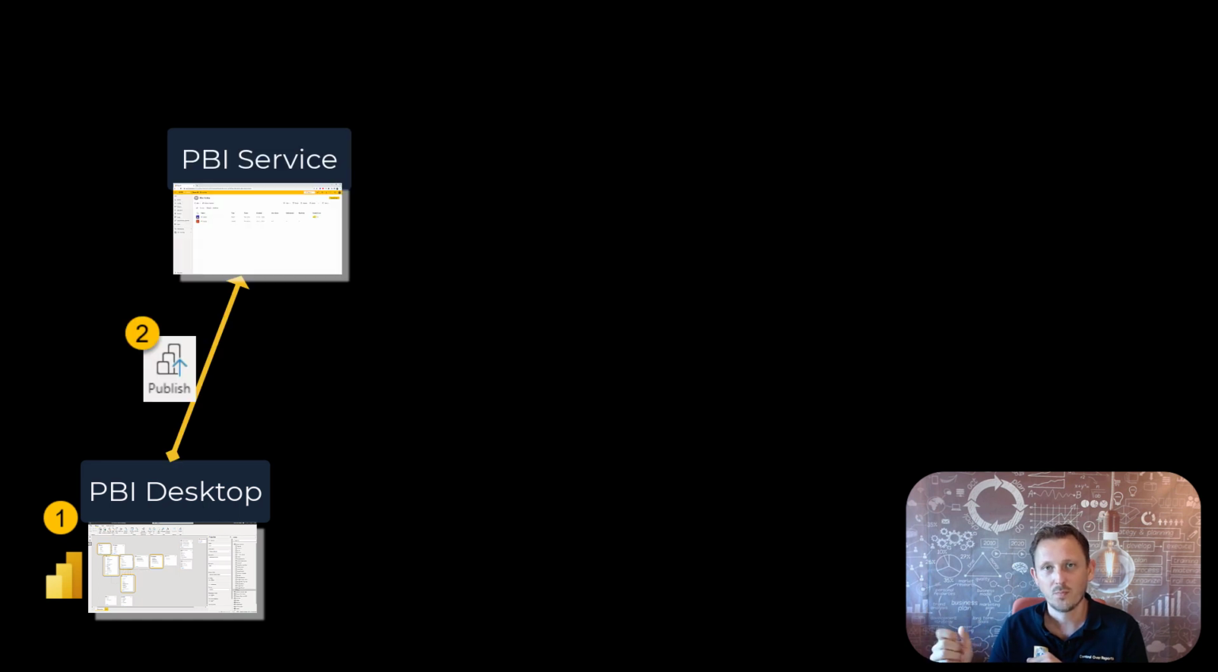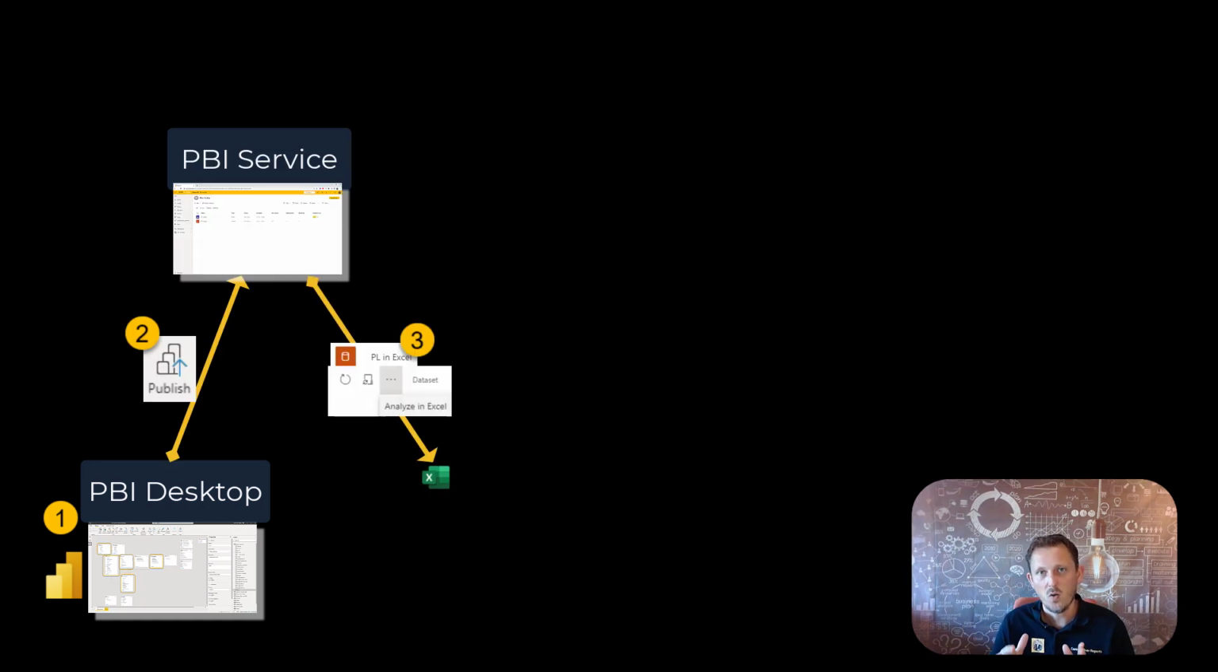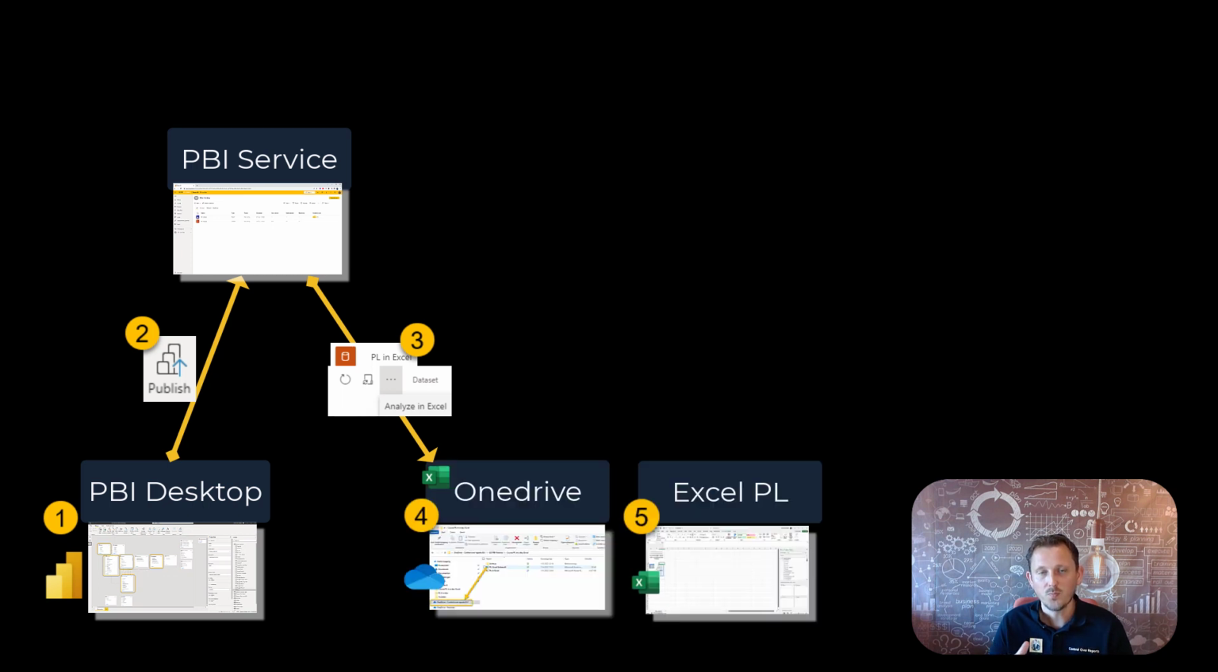We're going to make a data model for finance in a PBIX file. Then we're going to publish it to the Power BI server. From the server, we're going to download it to an Excel file with Analyze in Excel. Then we're going to save the Excel file in a OneDrive folder, and build our P&L there in Excel.